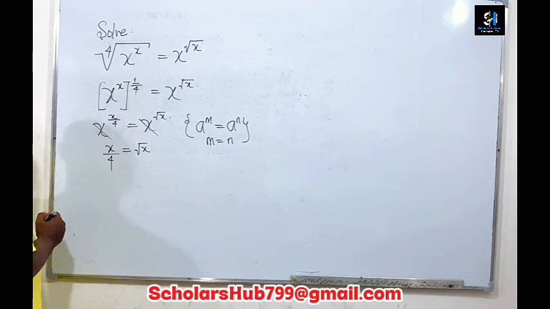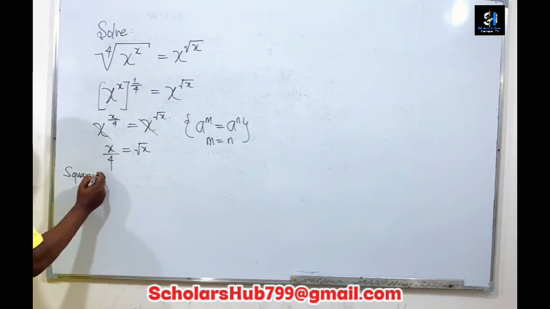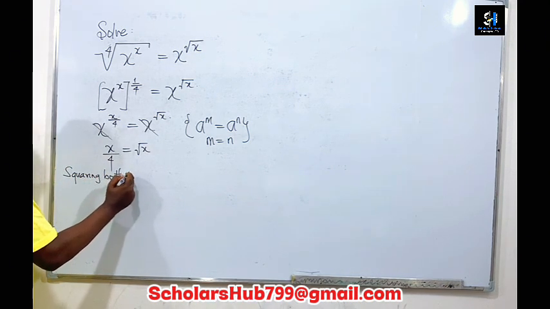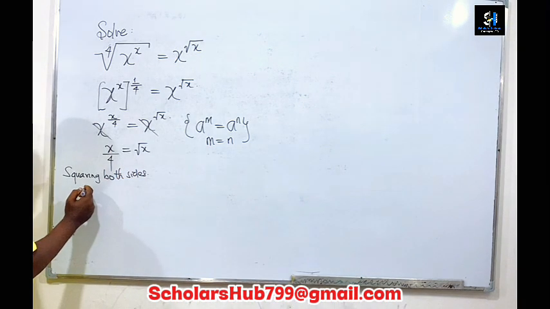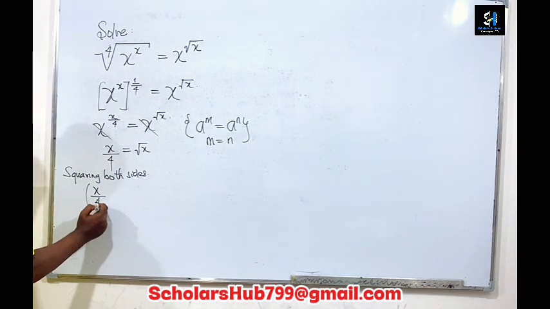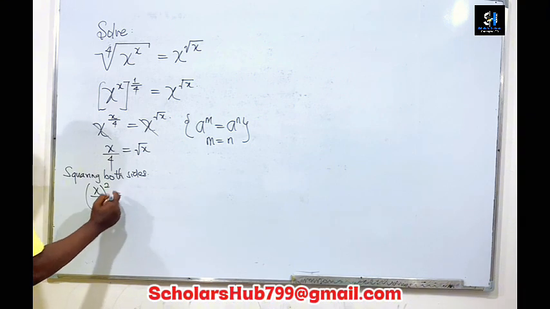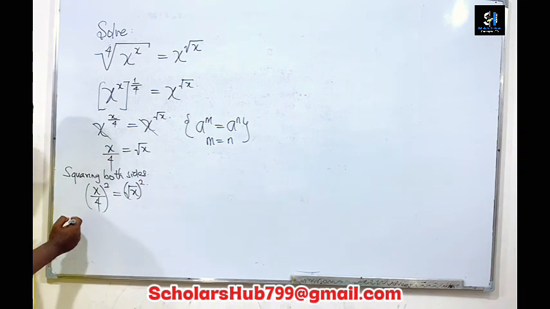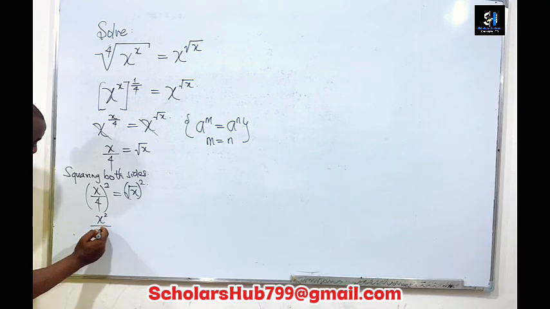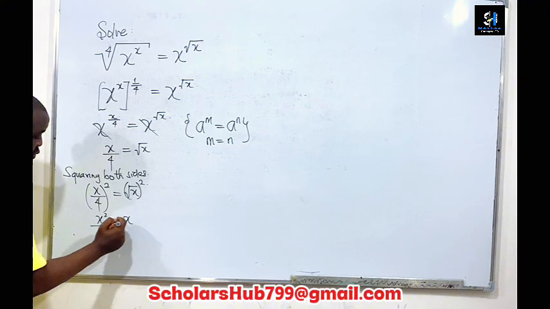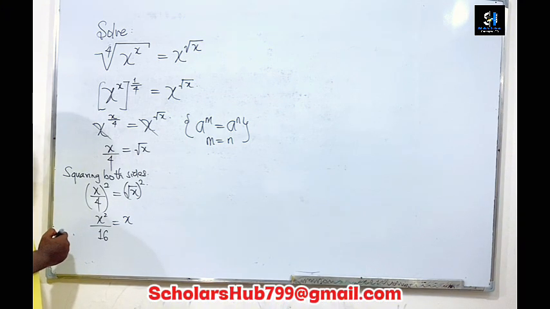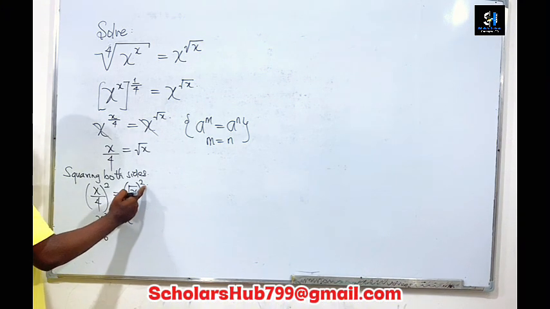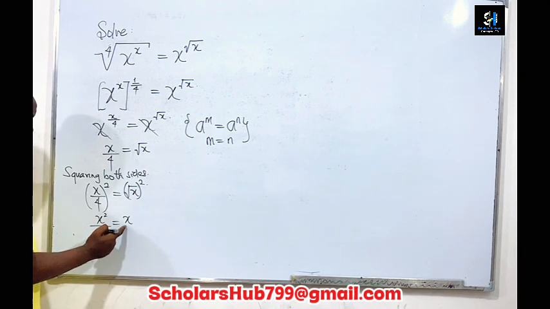Now, what to do from here is, let me square both sides. So squaring both sides, this will be x over 4 raised to the power of 2 equals square root of x raised to the power of 2. So this will be x squared over 16, and this will be equal to x, because the square of root x will be x.